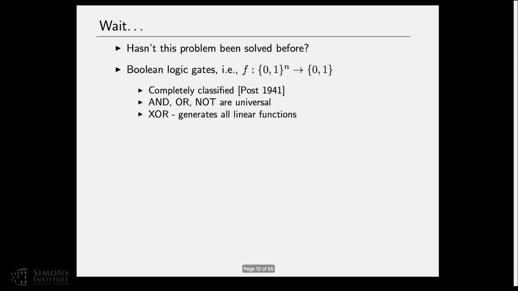But you might say, wait a minute, this seems like this problem has been solved before, and you could be thinking about a couple of things. So, you could be thinking about Boolean logic gates. So these are many-to-one functions. And indeed, these were completely classified by Post in the 40s, and in an even stronger model that we're going to consider in this paper. This is the regime in which AND, OR, NOT are universal. Another example is the XOR gate, which generates all linear functions, so it doesn't generate all Boolean logic gates, but it generates some interesting subset of them. So we're sort of looking for the reversible analog to Post's lattice, if you will.